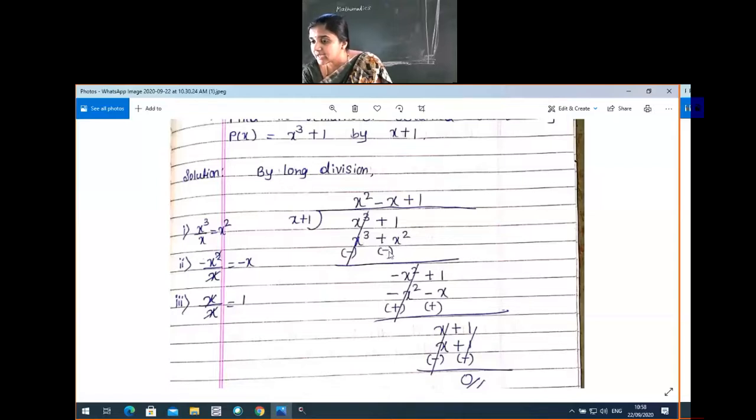x square has the negative sign after the sign changing rule. With that negative sign only, you bring down x square, that is minus x square. Then you bring down plus 1 as it is. So minus x square plus 1. Next, the second step begins.